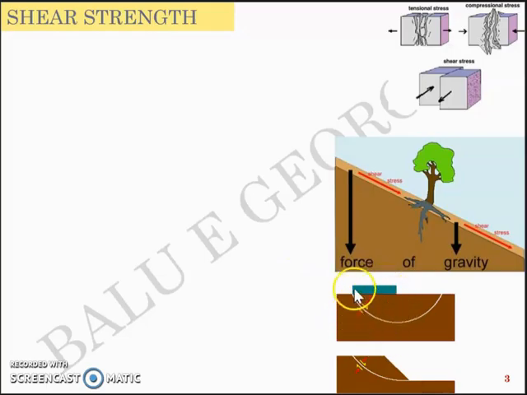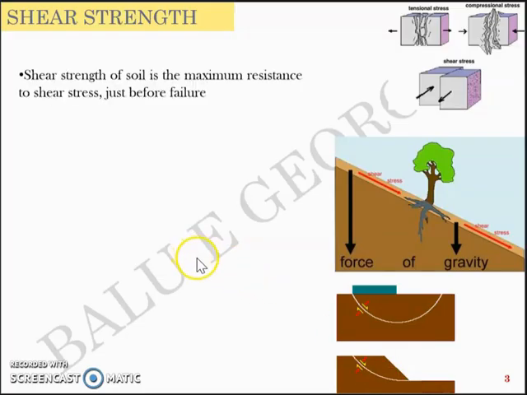So when you have a foundation kept on the ground or at a depth, and if there's a plane like this, the stresses on that plane will be shear stress. Quite similar to that, when you have a slope on an embankment, if you have an inclined plane, the inclined plane will be subjected to shear stress. So shear strength of the soil is the maximum resistance to shear stress just before failure.